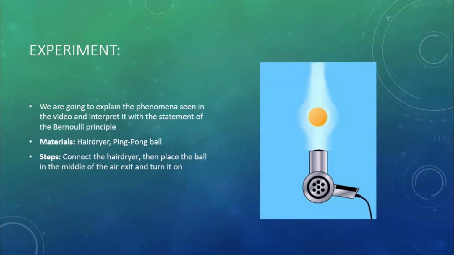This is the experiment we decided to do. We are going to explain the phenomena seen in the video and interpret it with the statement of Bernoulli's principle. The materials we used were a hairdryer and a ping pong ball, and the steps were to connect the hairdryer, then place the ball in the middle of the air exit and turn it on. This is the experiment for Bernoulli's principle.